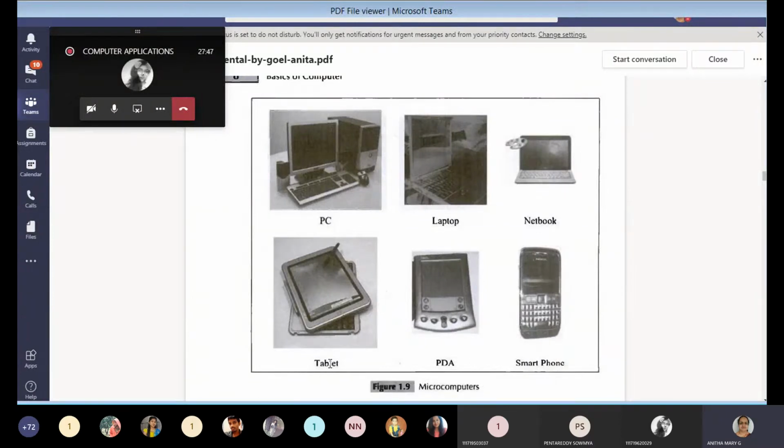The next one we have is the tablet. In day-to-day life we usually say tab. A tablet has the features of a notebook computer, but it accepts input from a stylus. It is just like the laptop in some features, but instead of a keyboard we have a stylus. Stylus means a pen-like thing. So a stylus or a pen is used instead of a keyboard or a mouse.